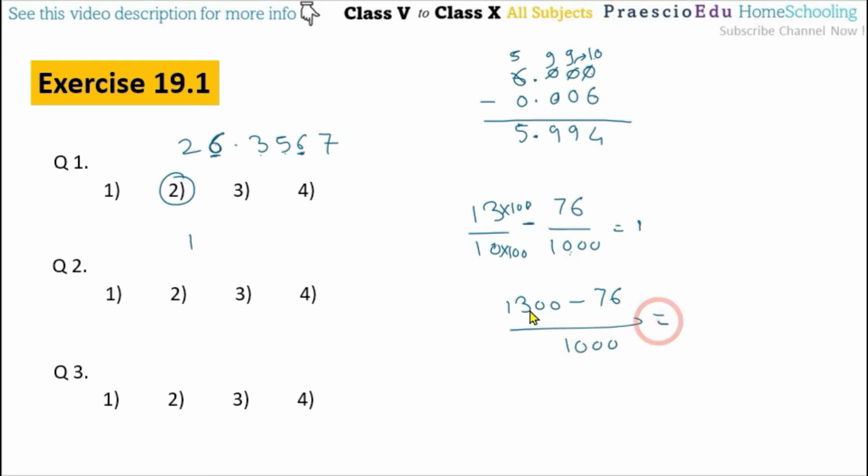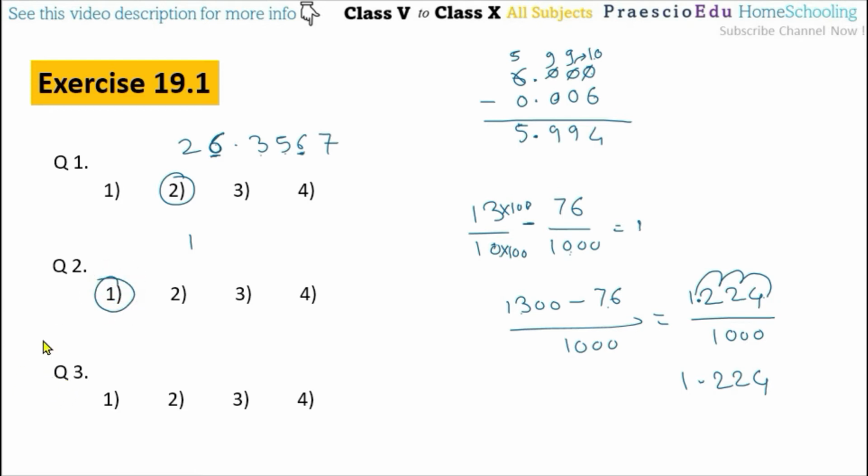So 1300 minus 76 is 1224, divided by 1000. Now thousands means we have to shift 3 decimal places to the left side, that is 1, 2, and 3. So it will come here as 1.224, and this is given in option number 1.